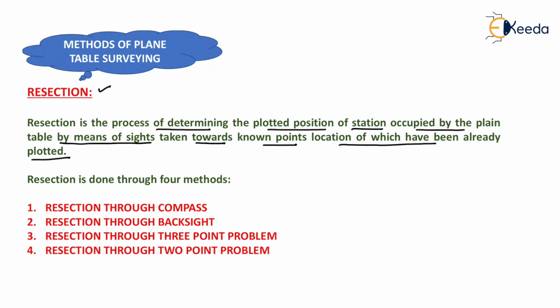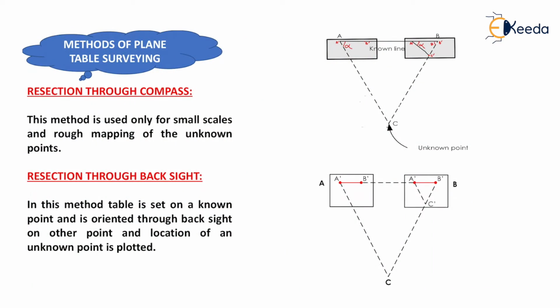Now, resection is done by 4 methods. The first one is resection through compass, then resection through backsight, resection through the 3-point problem, and the last one is resection through the 2-point problem. Now we will see each and every method in detail, starting with resection through compass. This method is used only for small scales and rough mapping of the unknown points.